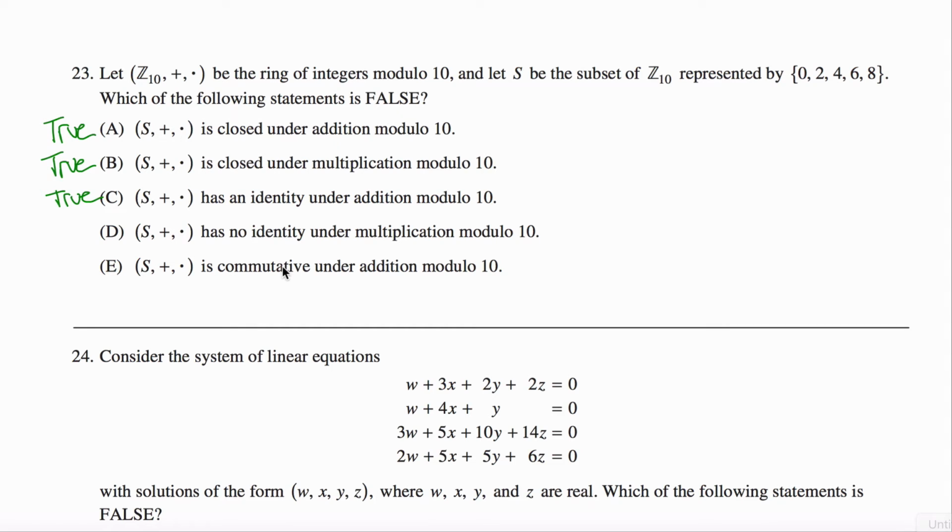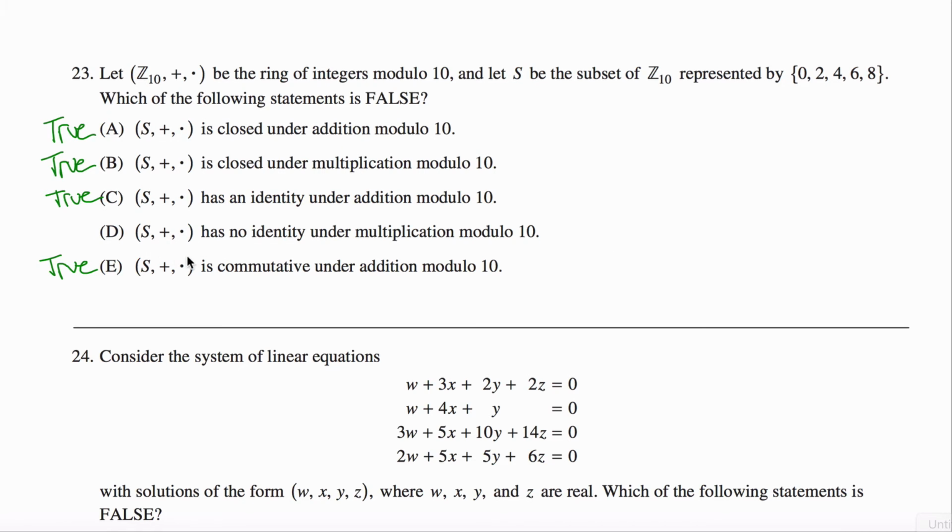Lastly, the subset is commutative under addition mod 10. Well, sure, it's commutative. You take any of these two numbers, 2 and 6, and add them together, you get the same result as when you add 6 and 2 together, or 6 and 8 versus 8 and 6. It doesn't matter because addition is commutative. Addition of this subset, mod 10, is also commutative. So this is a true statement.